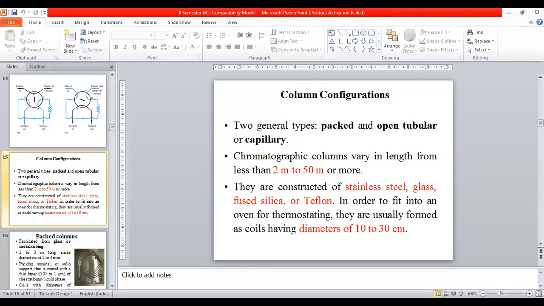Hello? Yes, sir. Why are you not speaking? Yes, sir. So, are you all right about the gas chromatography? Yes, sir. No problem.